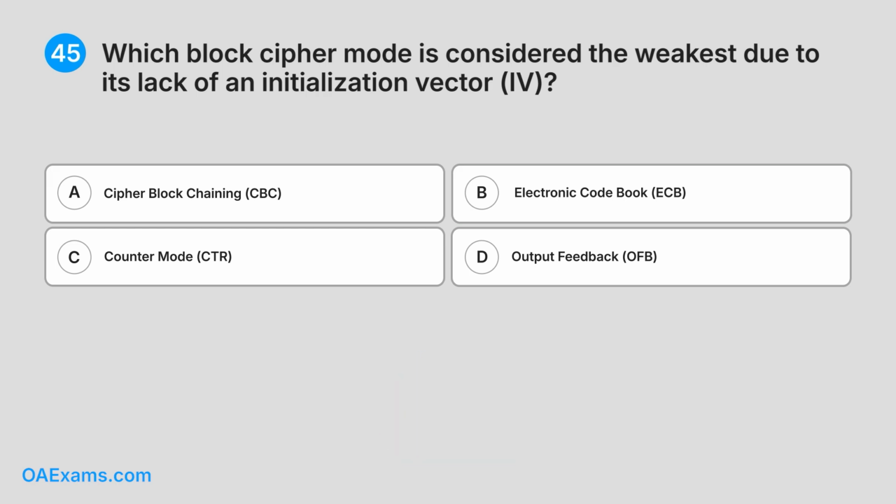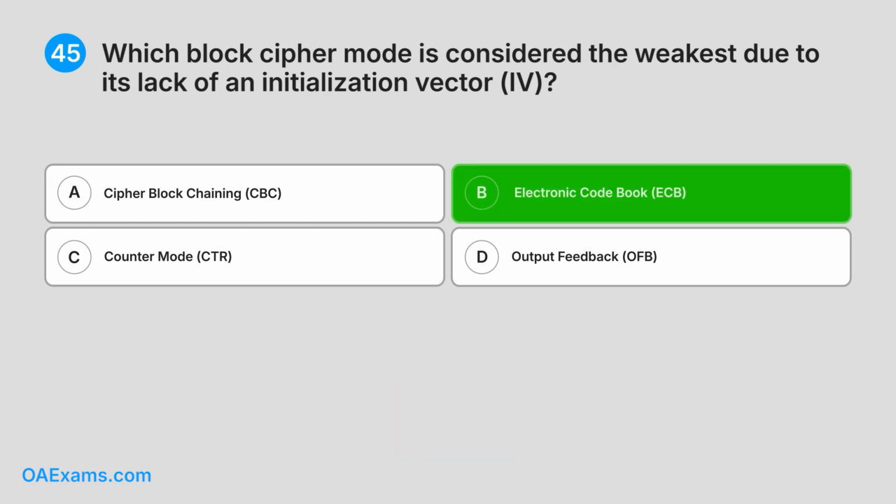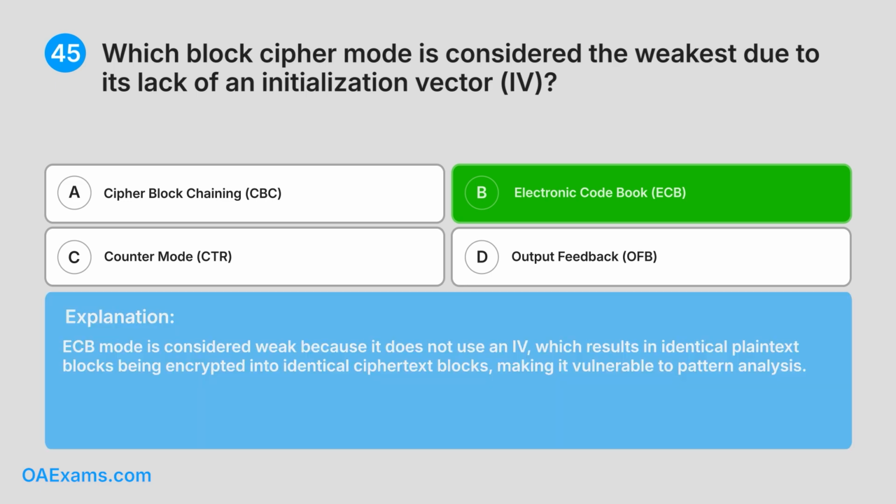Correct answer. B. Electronic code book, ECB. Explanation. ECB mode is considered weak because it does not use an IV, which results in identical plaintext blocks being encrypted into identical ciphertext blocks, making it vulnerable to pattern analysis.